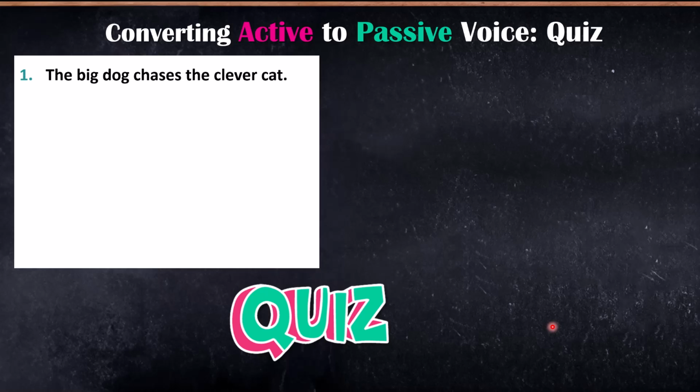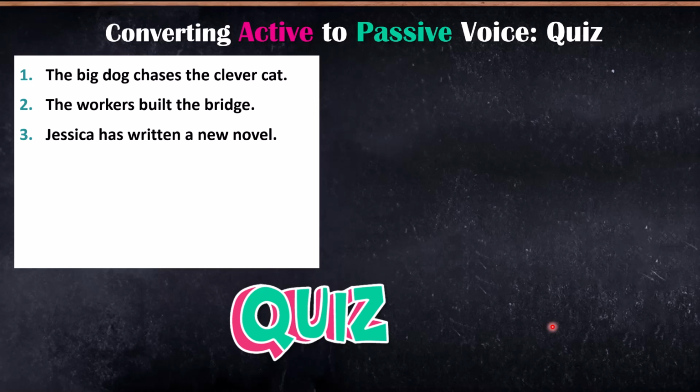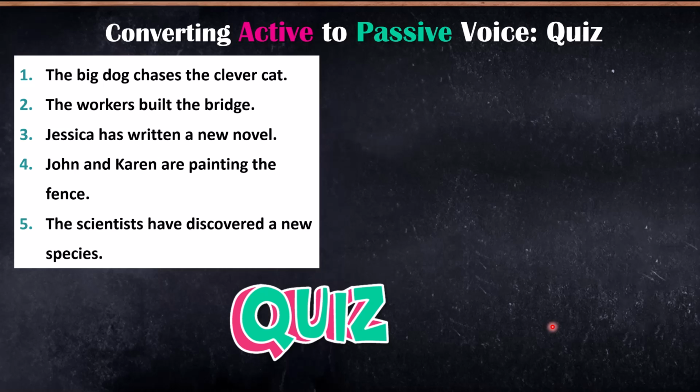Number 1, the big dog chases the clever cat. Number 2, the workers built the bridge. Number 3, Jessica has written a new novel. Number 4, John and Karen are painting the fence. Number 5, the scientists have discovered a new species.